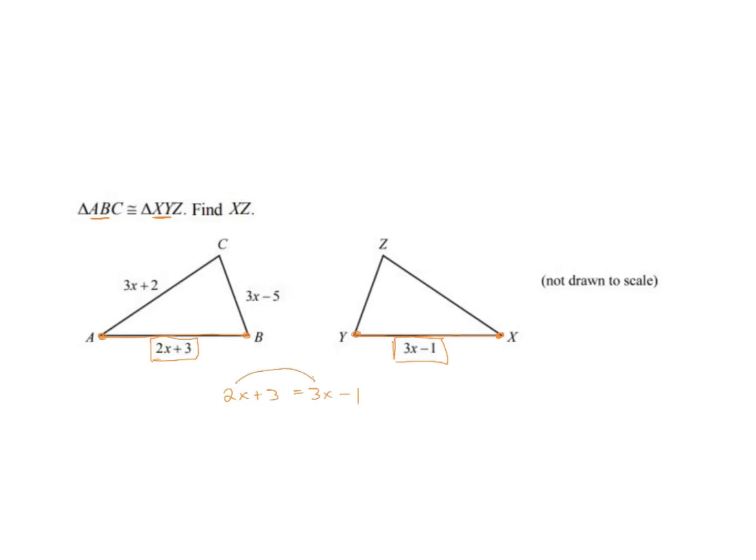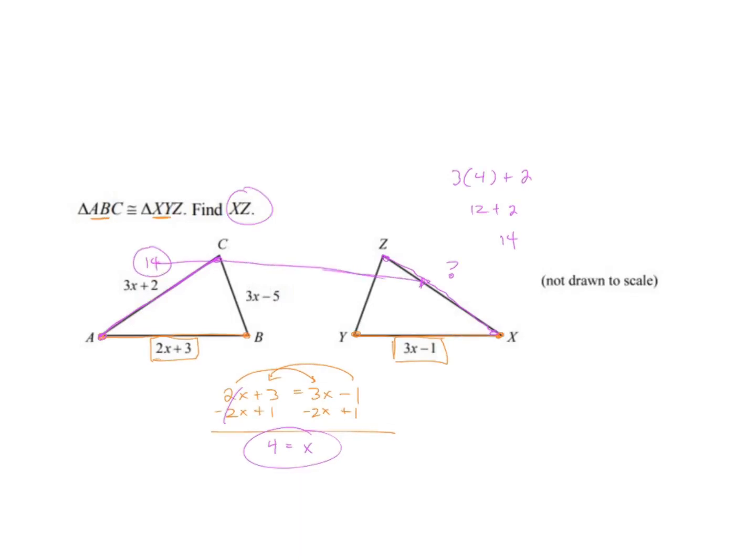What I like to do is move letters to one side, in a way which will keep x positive. So by subtracting 2x from both sides, I keep x positive. Move numbers to the other. Cancel this out. 4 is equal to x. They're asking for XZ. I don't have anything for XZ, but I know XZ matches up with AC. So I can plug into AC to get XZ. 12 plus 2, 14. So since this is 14 and that's a match, this here will be 14.